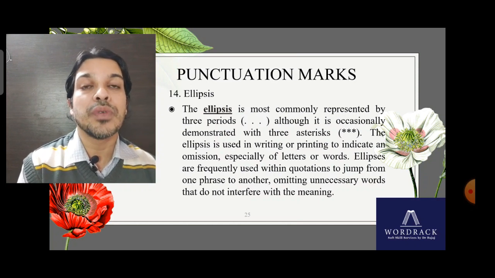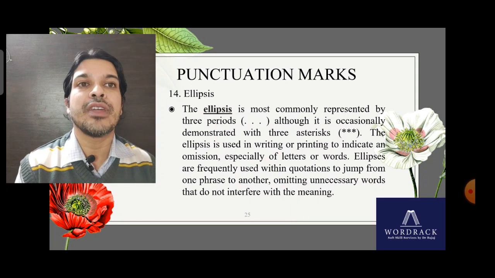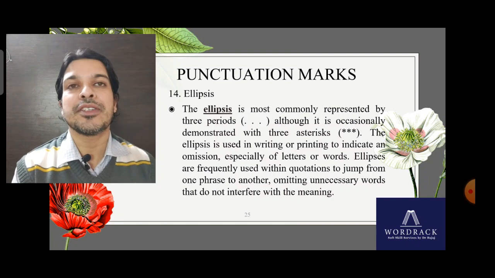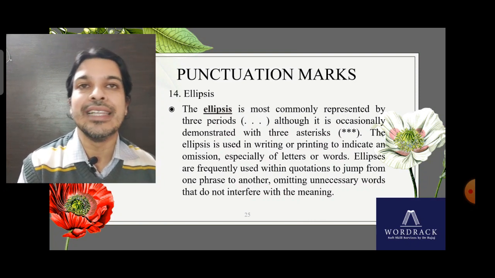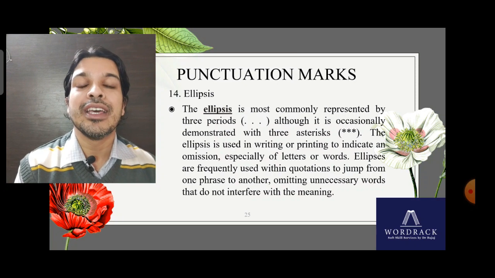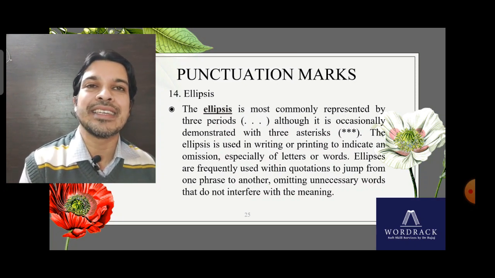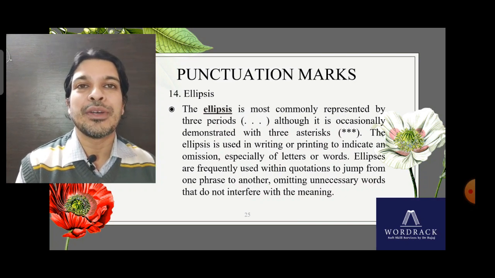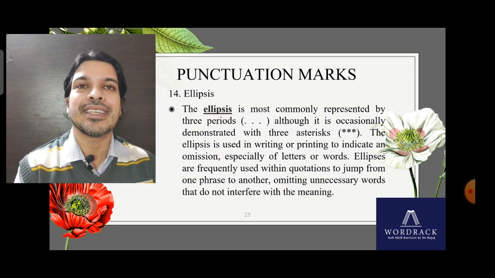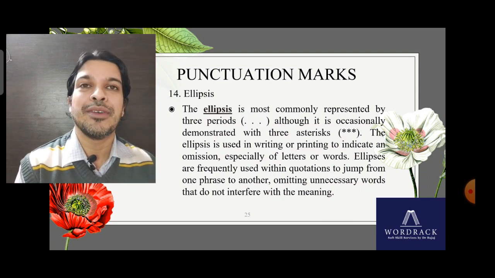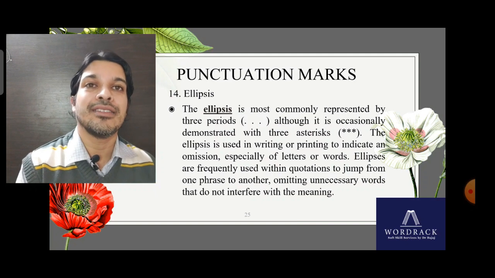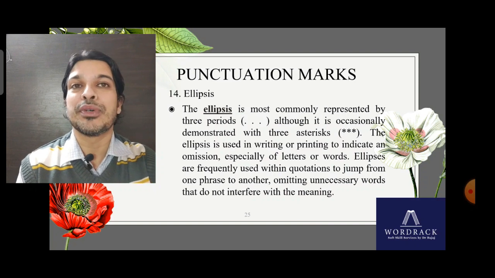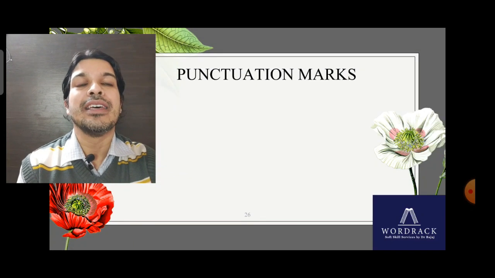Ellipses are frequently used with quotations to jump from one phrase to another, omitting unnecessary words that do not interfere with the meaning. Now let us suppose I decide to quote someone in my article, and whatever I have to quote runs into six or seven sentences, and out of those seven sentences, two sentences are not that important. So I can write the initial two sentences and then put ellipses, which will mean I've omitted a section, and then shift on to the last two sentences. So this is acceptable. This shows that the unimportant part has been left out. So here are the examples.